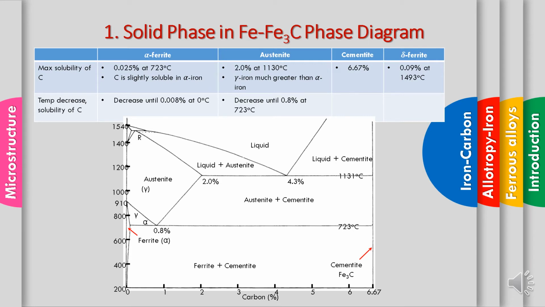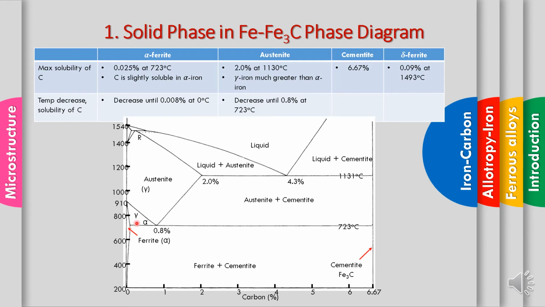So the maximum solubility of carbon in the alpha ferrite is 0.025. Call it here, this region, alpha ferrite. At this intersection point the value is 0.025, less than 1, at the temperature of 723 degrees Celsius. The carbon is only slightly soluble in this alpha iron.